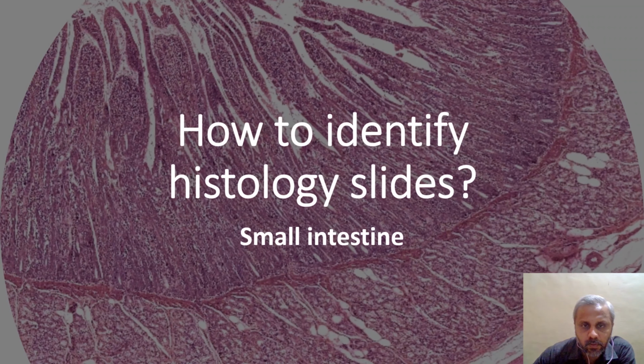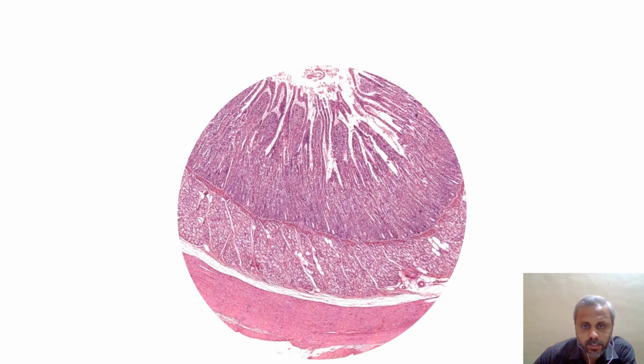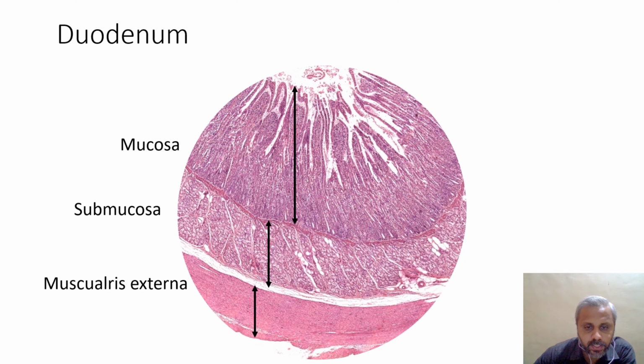In this video, we will learn about how to identify the slides of small intestine. This is the transverse section of duodenum. Duodenum is the first part of small intestine and has four layers which are arranged from inside out as mucosa, submucosa, muscularis externa, and the outermost adventitia or serosa.